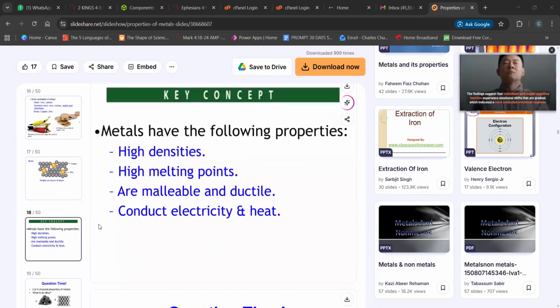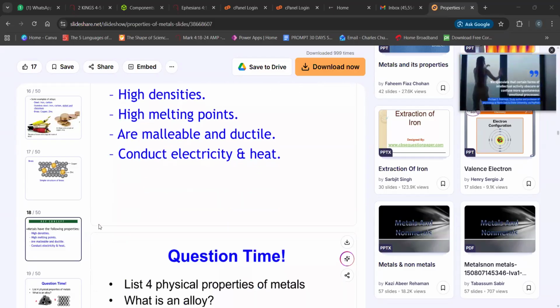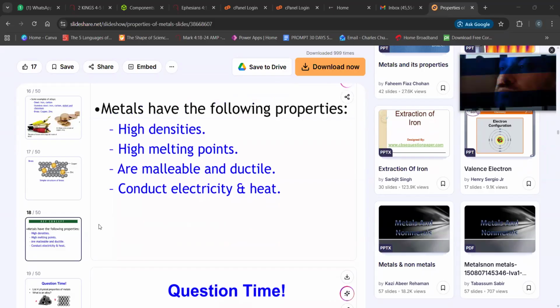Let's see a kind of recap. Metals have the following properties: high densities, high melting points, and they are malleable and ductile. They conduct electricity and heat. Okay, do you have any questions so far? No. Okay, all right.